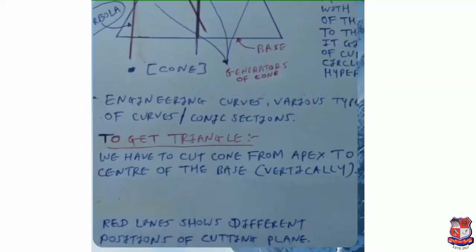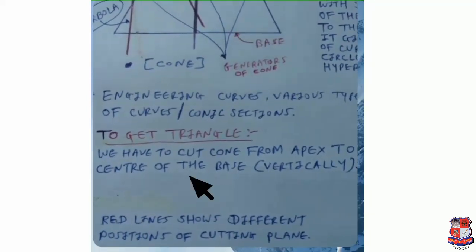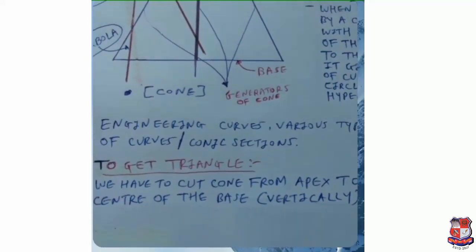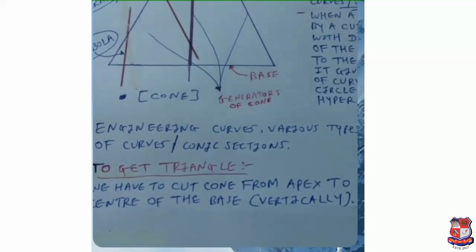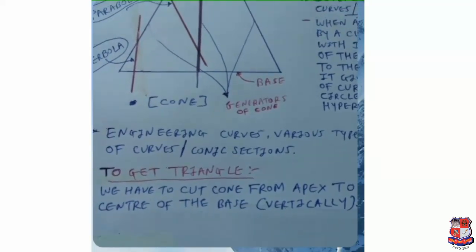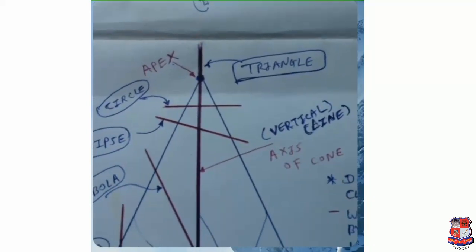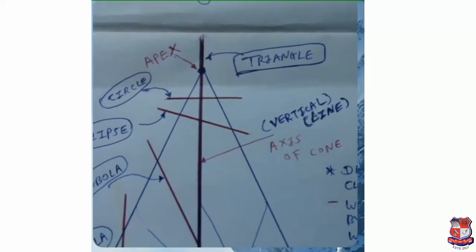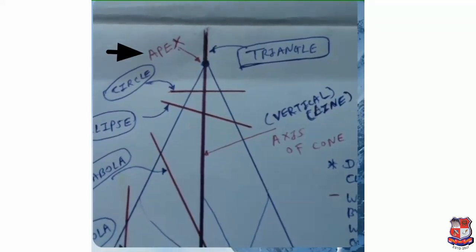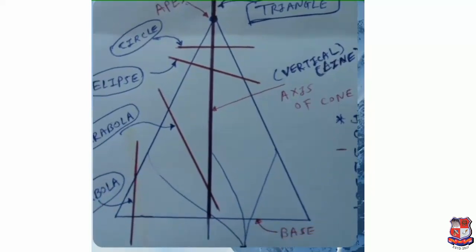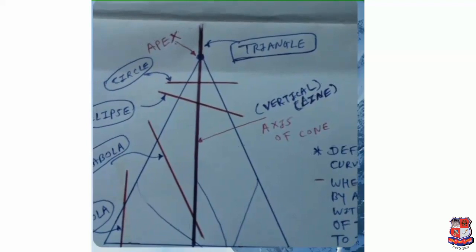First we will see about triangle, how to get triangle. For getting triangle we have to cut the cone from apex to the center of the base, or we can say that vertically we have to cut it. Okay, so let's see on the figure. So here we have cut the cone from apex on the top to the center of the base on the bottom. So here we are getting triangle. Understood?